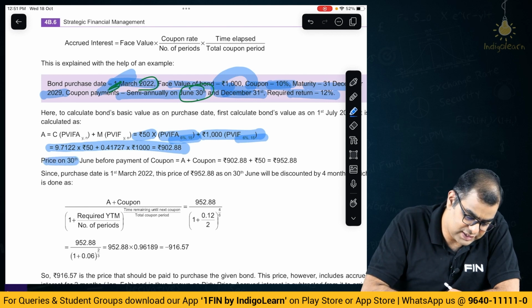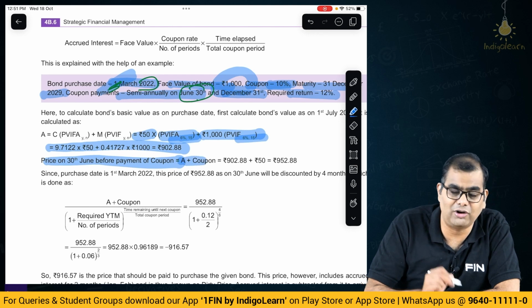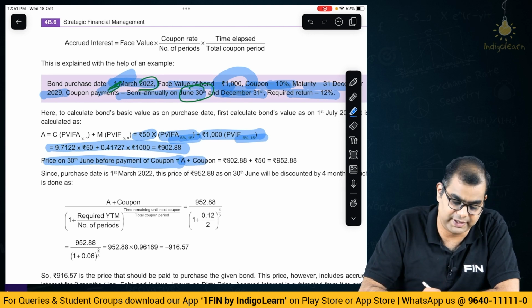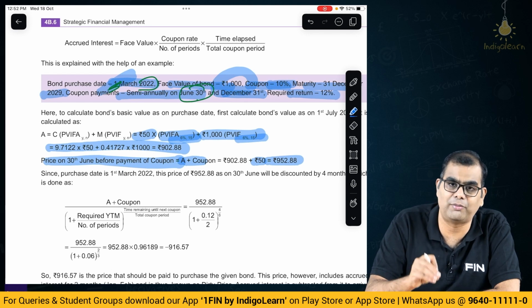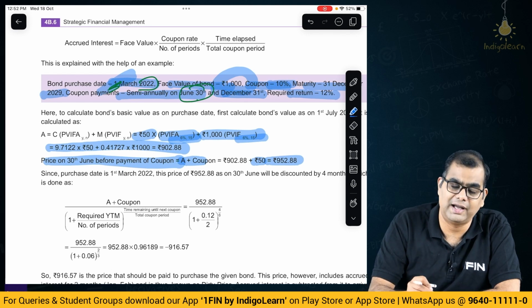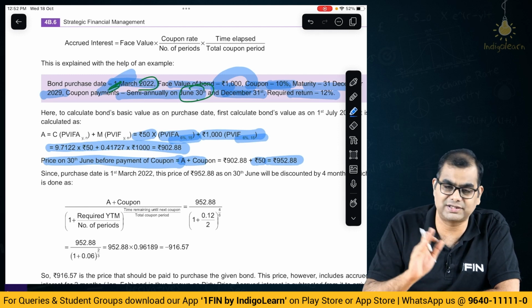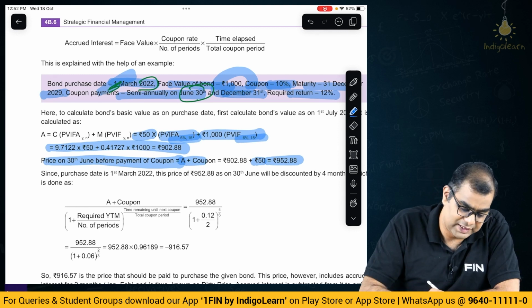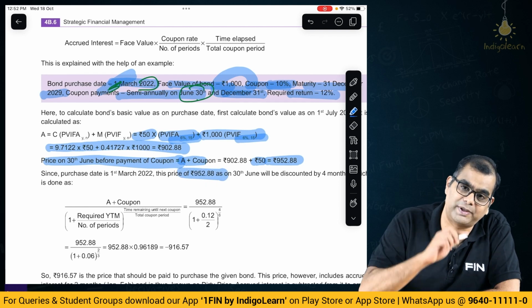Now this is 902, plus you add the coupon value. On that day coupon is paid. How much coupon is paid? 50 rupees. So you add that: 952.88. So the value of the bond on 30th June is 952.88 before making the coupon payment. After making it is 902, before making it 952. This 952 you take present value of.